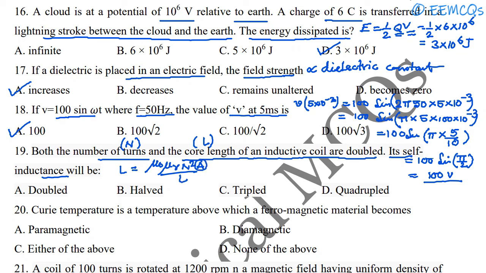See here what it is said: the new coil is having twice the number of turns as the previous, and the length is twice the length of the previous, but the area is basically fixed.